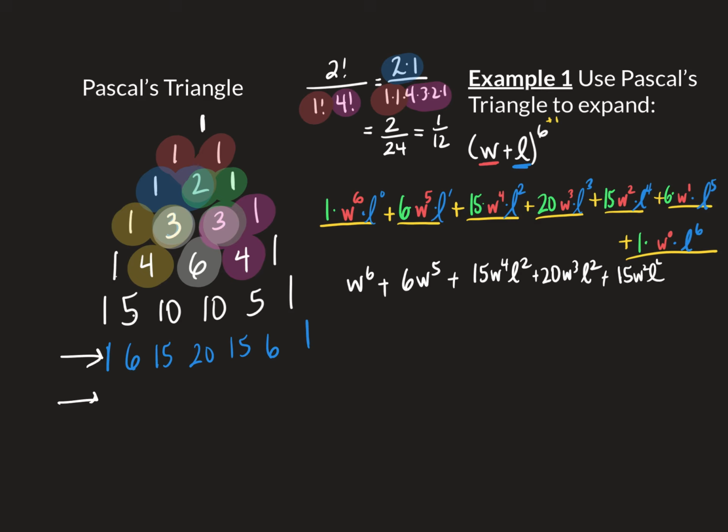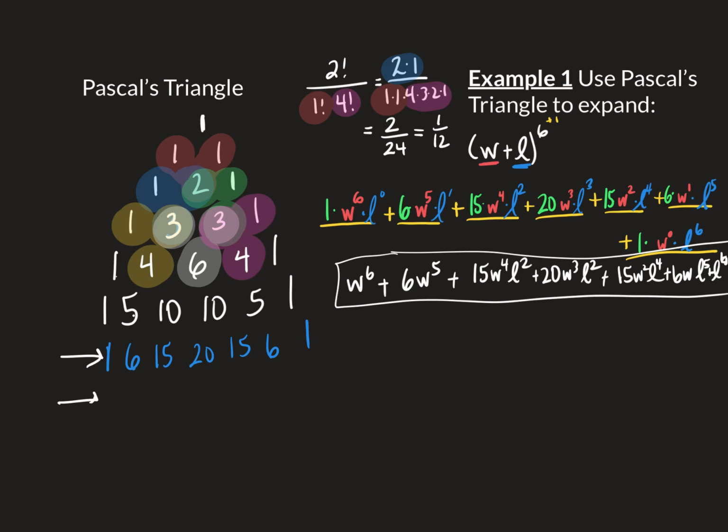L to the 4th power. Plus 6 w to the 1st L to the 5th. Plus, I thought I could fit all the terms on one. Oh, maybe I can. Hold on. Plus L to the 6th power. So you can sort of see my 6 there. That is the expansion of w plus L raised to the 6th power.